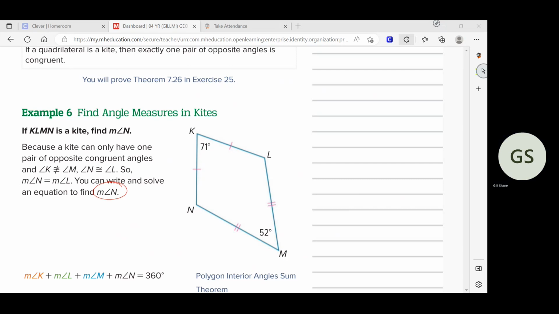So your first hint is that's a four-sided figure. How many total degrees in a four-sided figure? You should just kind of know that by now. Any four-sided figure is 360 degrees. From there, hopefully you can figure it out, but I'll give you another clue.